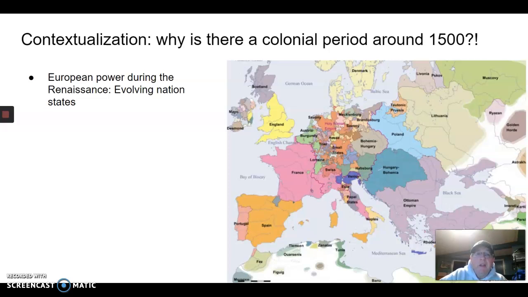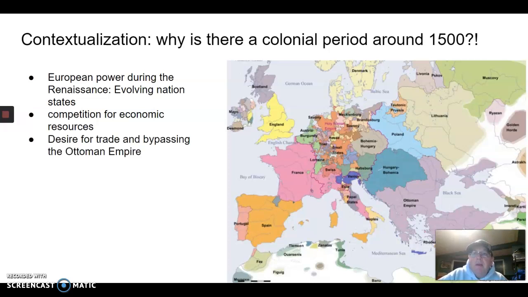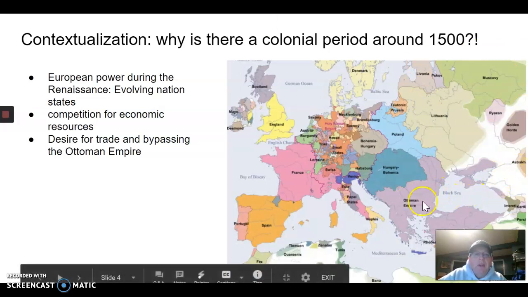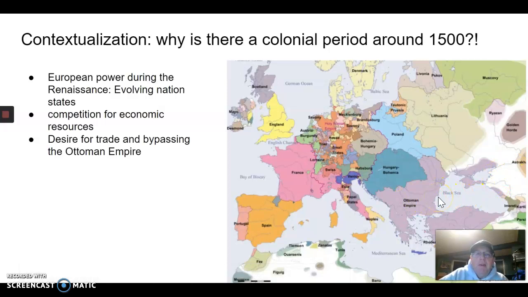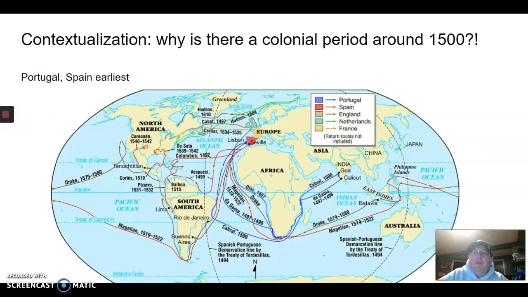And evolving nation states want to grow their own power, become even bigger world powers. And there's a lot of competition for economic resources during the 1400s, 1500s, and 1600s for that matter. And there's a desire for trade and to bypass the Ottoman Empire, which you probably learned about in 9th grade. They're expanding, approaching the height of their powers. And Europeans would like to not have to deal with them and get the riches of the East, which is always considered the object in the colonial period, to find a way to India, to China.